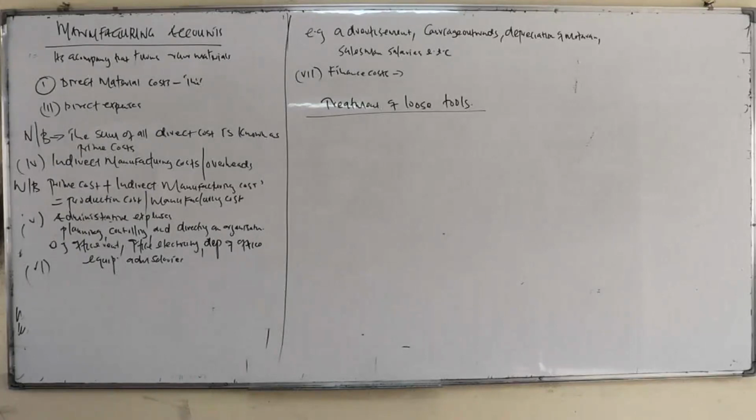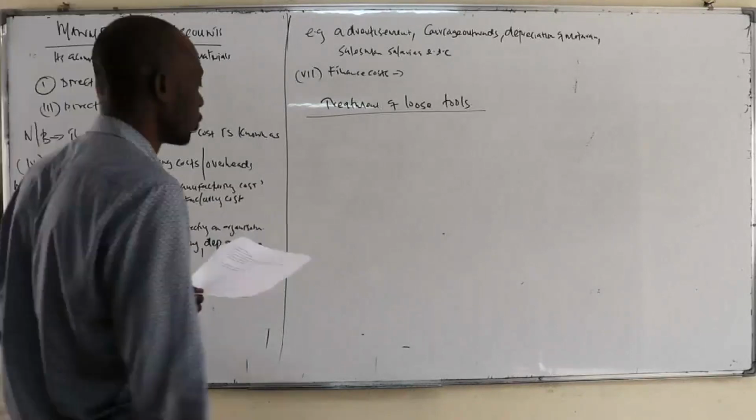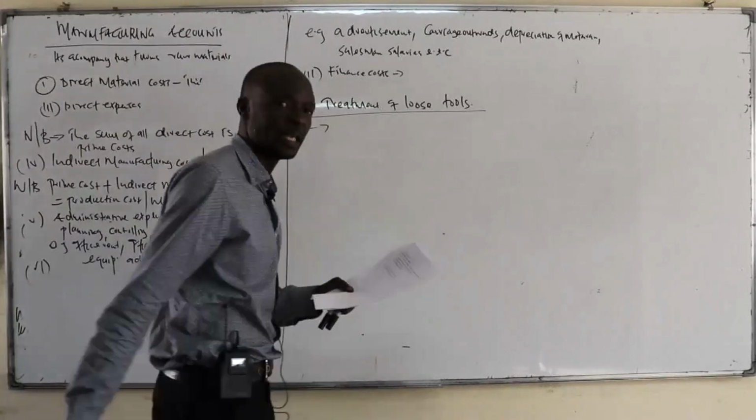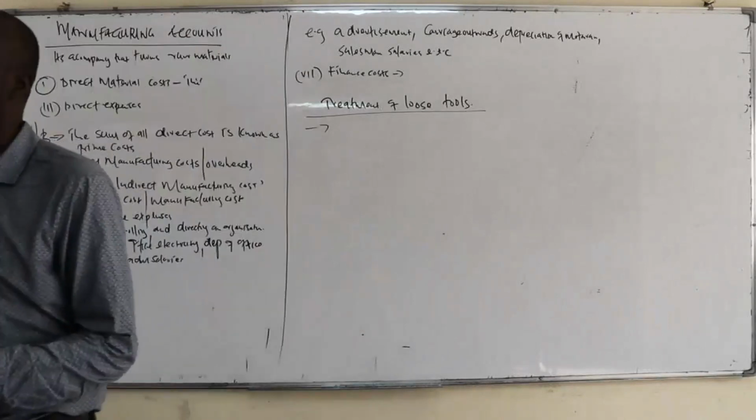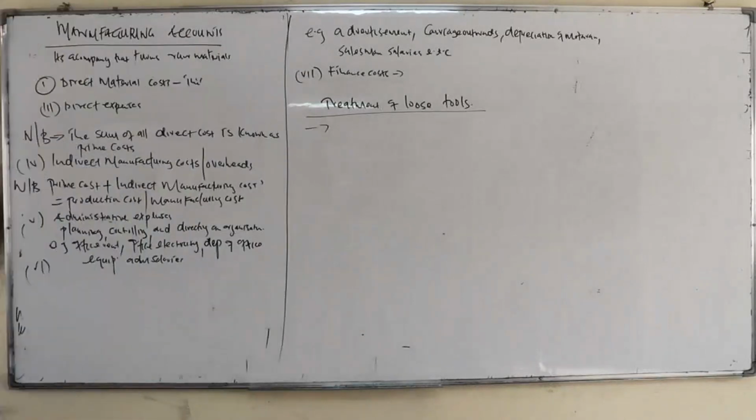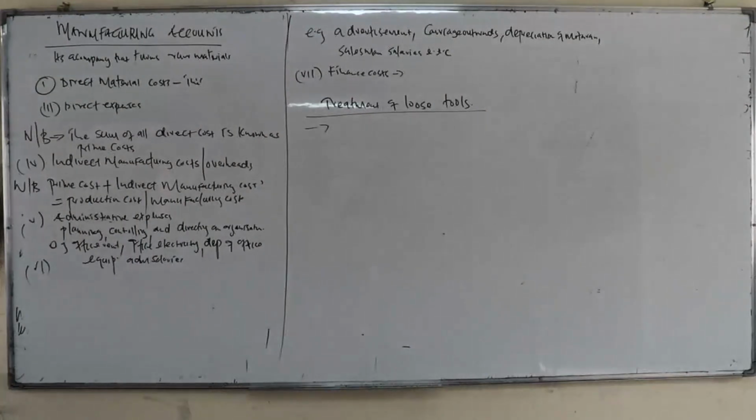The loose tools consumed during the year is considered as a factory overhead. So you can write that the loose tools consumed during the year is considered as a factory overhead. And it is determined as follows.